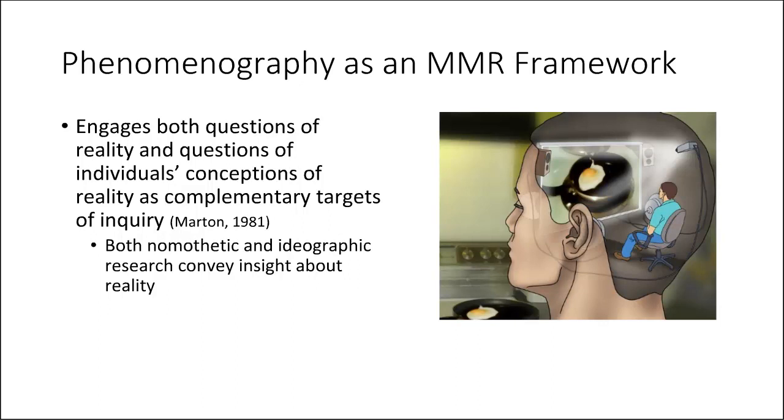So, one of the approaches, and this now gets directly into this notion of research paradigm, that I've found recently to be very promising for moving in this direction, for trying to engage thoughtfully and meaningfully in a mixed models research strategy where we're preserving the ideographic nature of the qualitative data, but still able to do very interesting and robust things from the nomothetic or the quantitative side, is phenomenography. And phenomenography, I think, is promising as an orientation for this because it engages both questions of reality, nomothetic reality, as well as questions of individuals' conceptions of reality, which is to say the ideographic aspects, and it positions them really as complementary targets of inquiry. So they inherently go together as part of understanding reality.